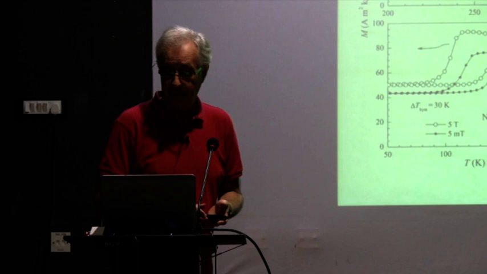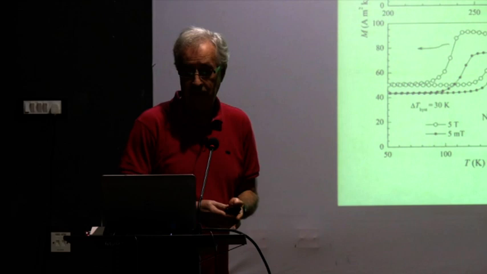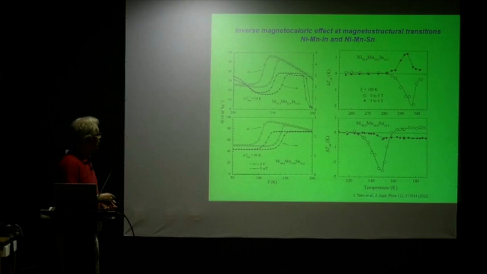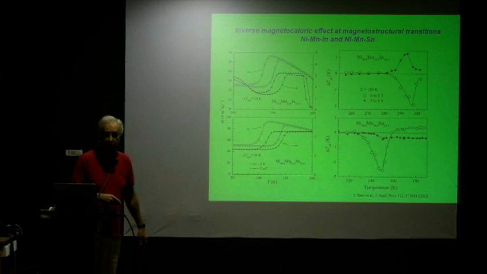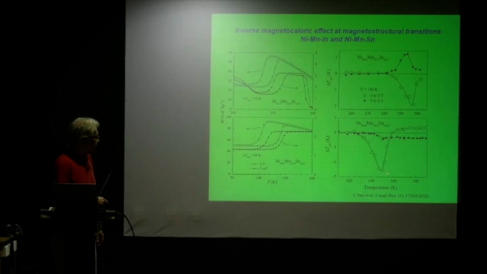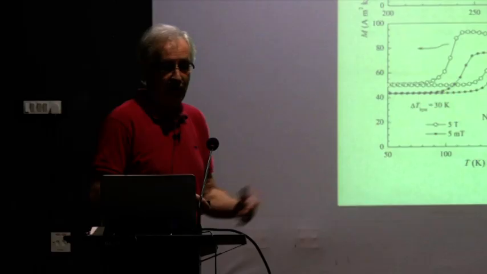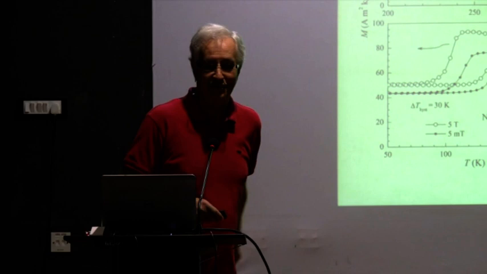Now, if you do the same kind of experiment for a system that has a larger hysteresis, nickel manganese tin, you go down to a temperature which is low enough so that everything's in the martensite state, and then you come to the measuring temperature. In nickel manganese tin, you apply a magnetic field, you get this huge temperature change of almost 3 Kelvin, about 2.6, 2.8 Kelvin or something. It's even more than this. And you're very impressed. You publish your papers and everything, saying, I've got it, yeah?